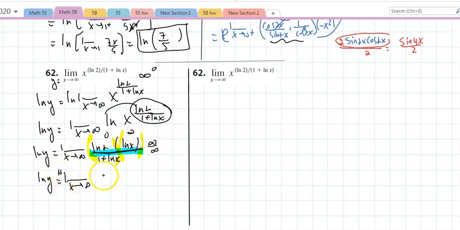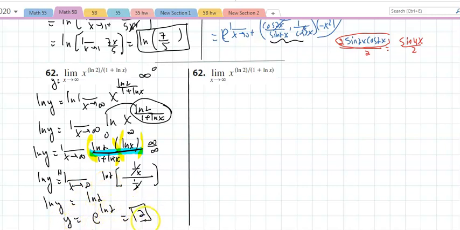The derivative of the top: natural log of 2 is a constant, so that's 1 over x. The derivative of the bottom is 1 over x. Those undo each other, and you're left with natural log of y equal to the limit of a constant, which is the constant. So what would y equal? e to the natural log of 2, which is 2 in this case. And that takes care of it. That's pretty much it.